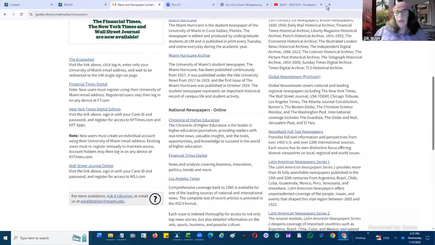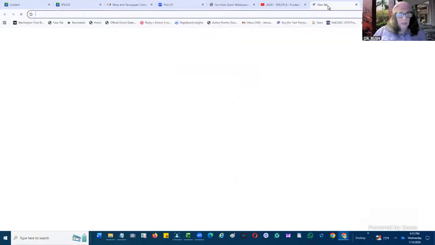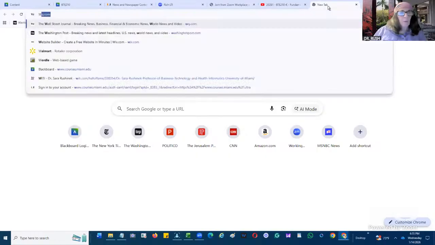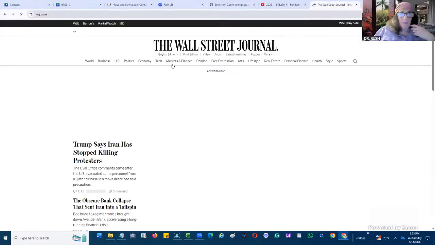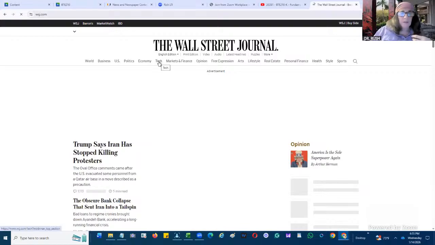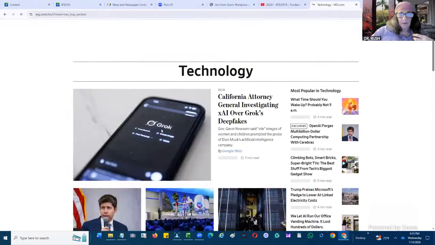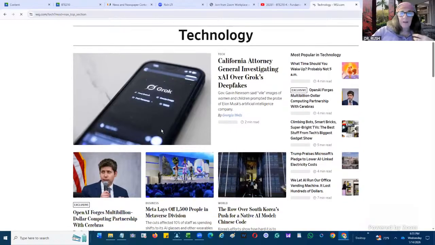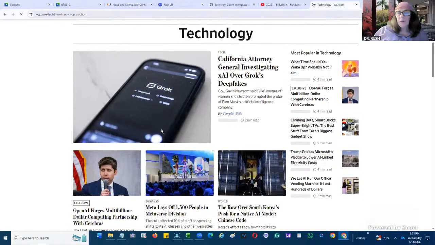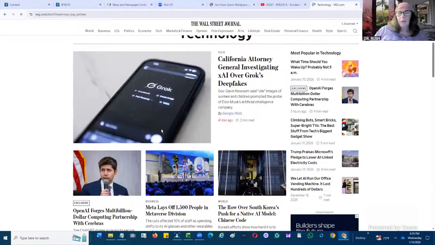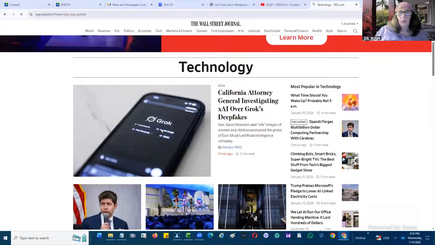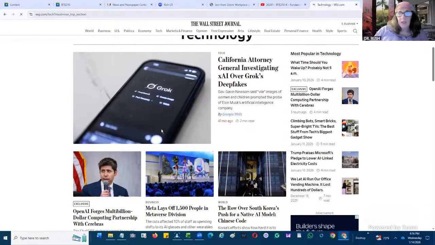What I like is the Wall Street Journal does a pretty good job, where you go right here to tech. Is that really true? Trump says Iran is. Anyways, I don't want to get into that. So you can see here in tech, this is what I like. What I'd like you to do is each week, we need to be familiar with what's happening in the world of technology because it's changing so quickly that it's hard to keep up.